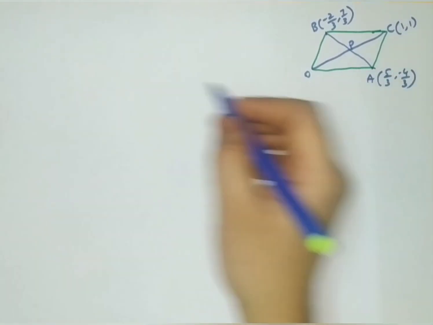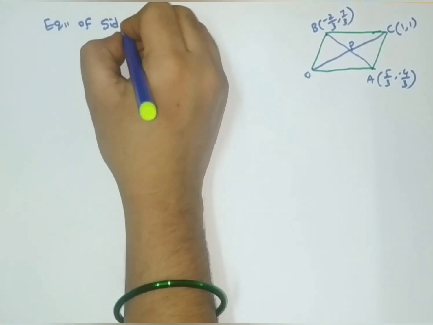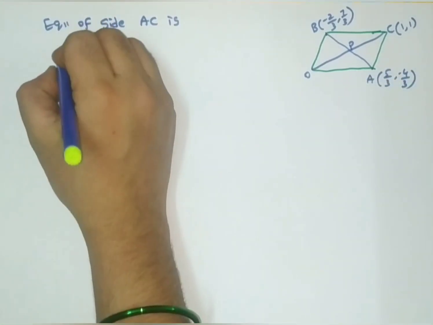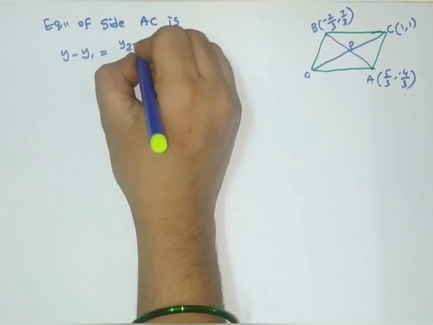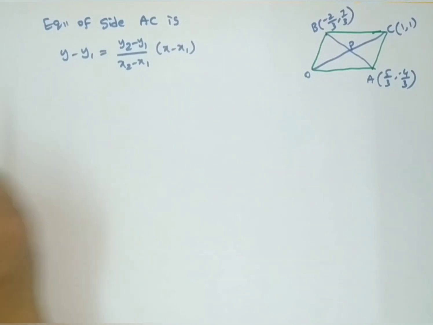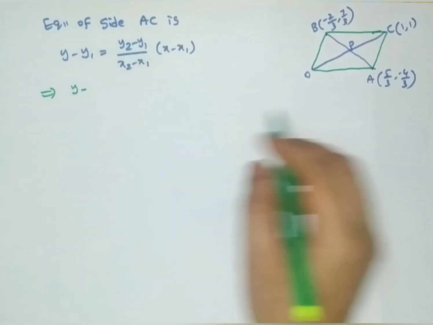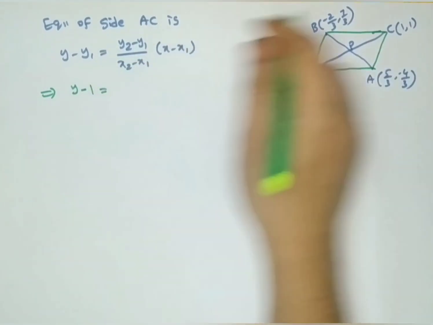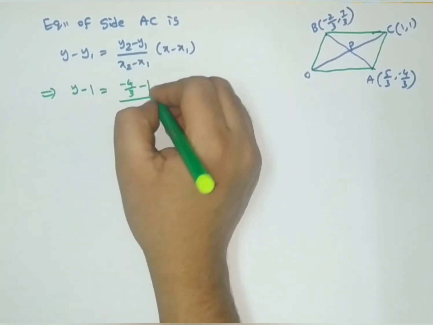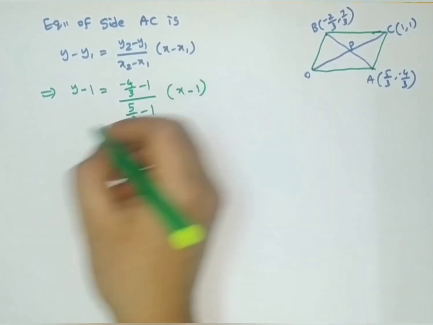Okay, now how to calculate the AC line equation? Equation of side AC is, because we have these 2 points now, by having 2 points, how to find the line equation? y minus y1 is equal to y2 minus y1 by x2 minus x1 into x minus x1. By substituting in this, y minus y1, let us consider 1, y2 minus y1, so minus 4 by 3 minus 1 by 5 by 3 minus 1 into x minus x1 is 1.